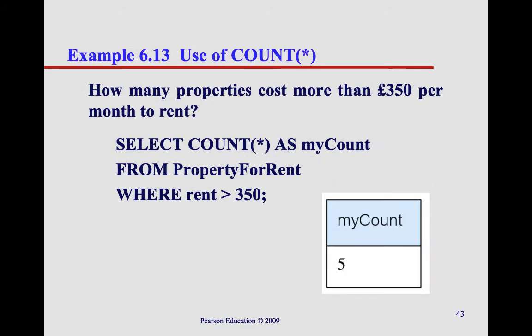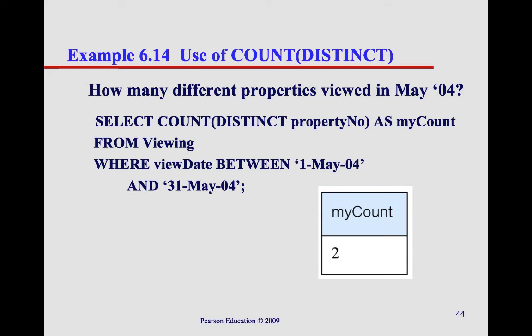Now, oftentimes, here we go. This is where distinct could come into play. So you might want to have a query: how many different properties were viewed in May? So I can say, and this is, by the way, a cute use of between, I am selecting count distinct property number as my count. So the as renames the column.